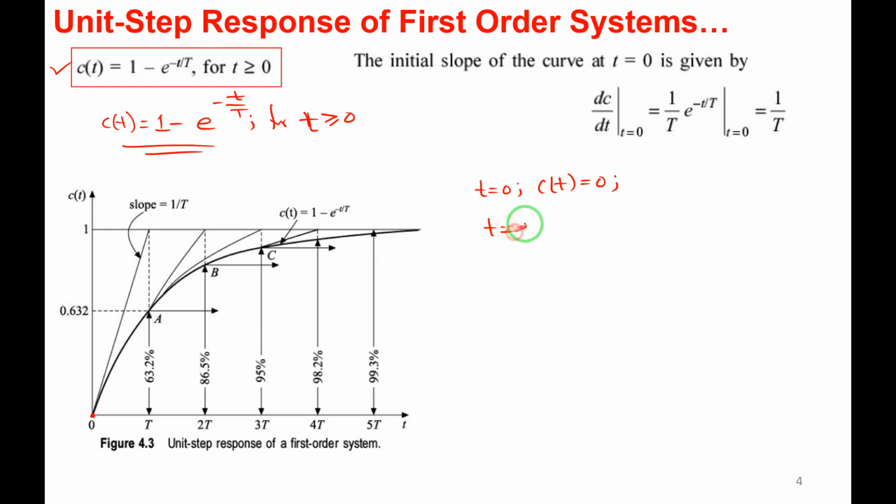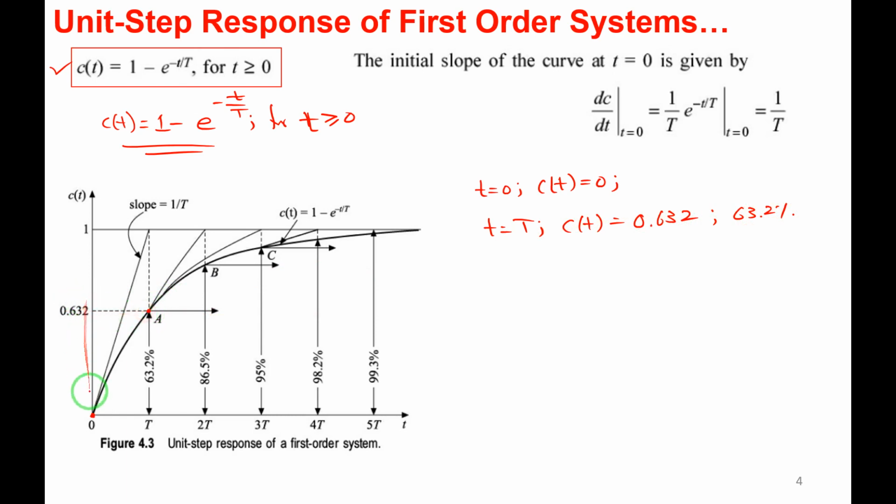Then for t equal to T, substitute, so e to the power of minus 1. Calculate in your calculator: 1 minus e to the power of minus 1. You will get this value for t equal to T. That is, C of t is equal to 0.632. You will get it. In terms of percentage, it is 63.2%. So represent it here, 0.632.